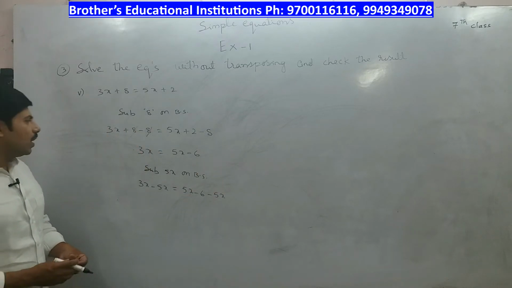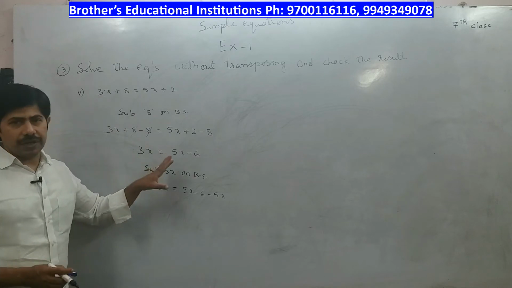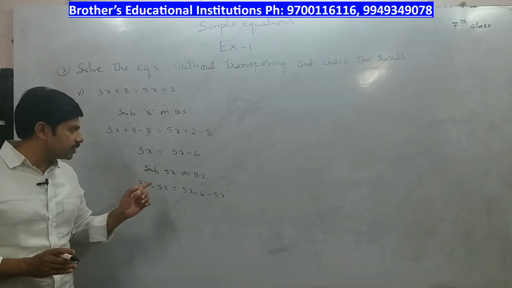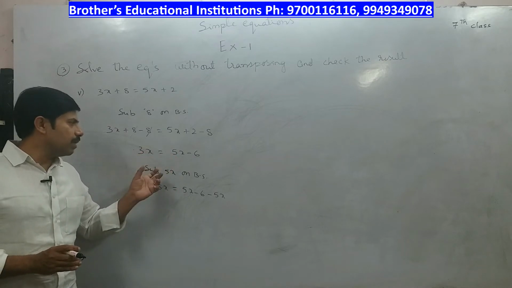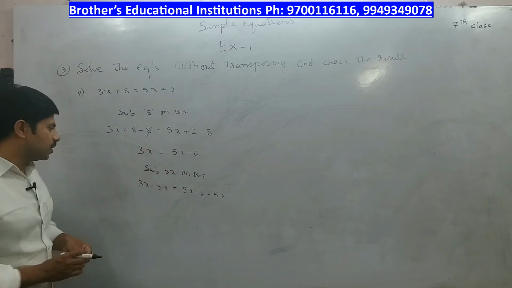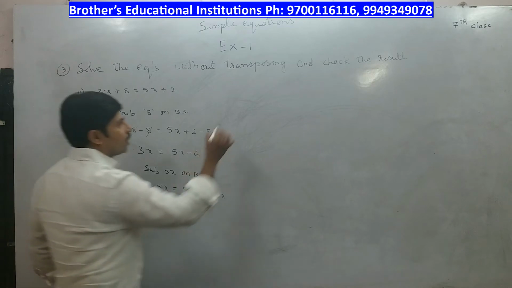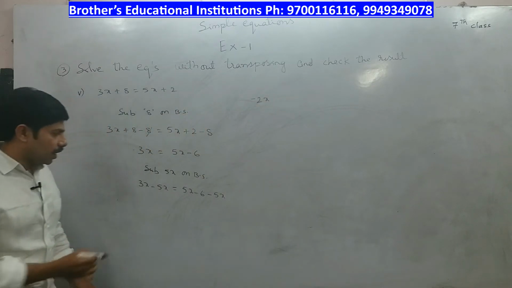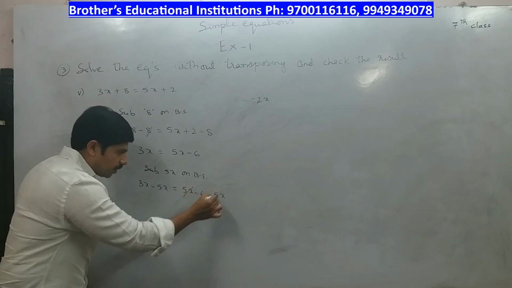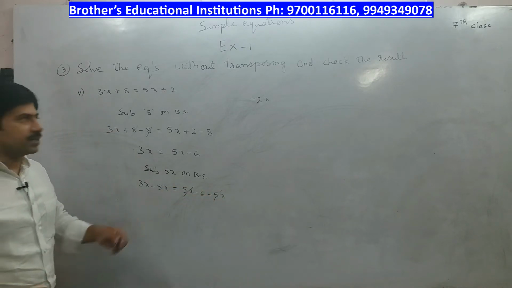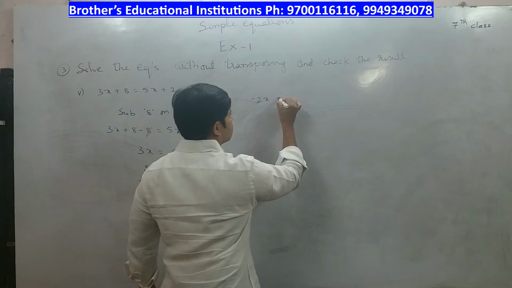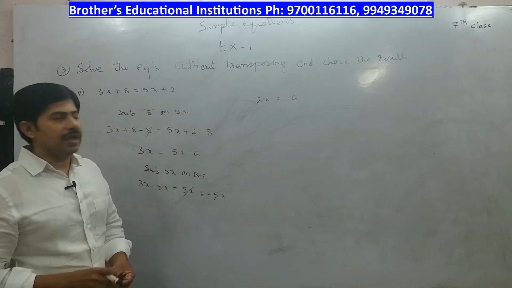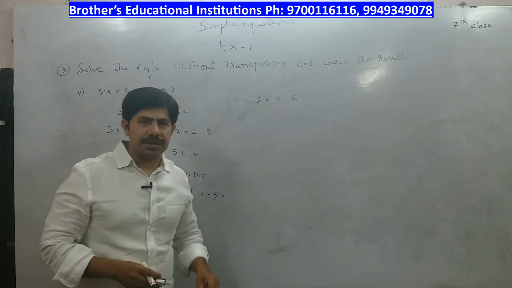Here we have two variables, 3x and 5x, so any one should get eliminated. In order to eliminate 5x, you have to subtract 5x on both sides. So what we get is 3x minus 5x is minus 2x, and 5x cancels. So we are left with minus 6. So write that, minus 6. So you have minus 2x is equal to minus 6.